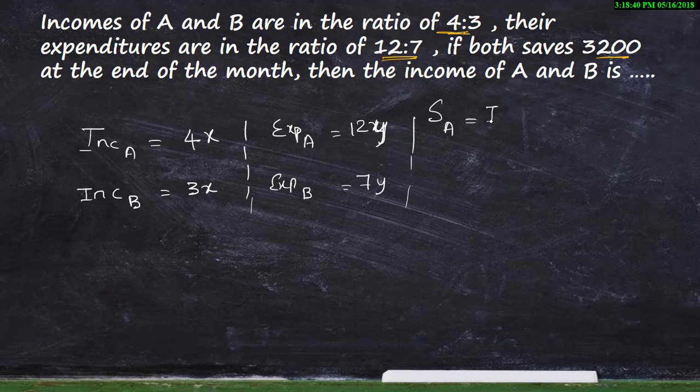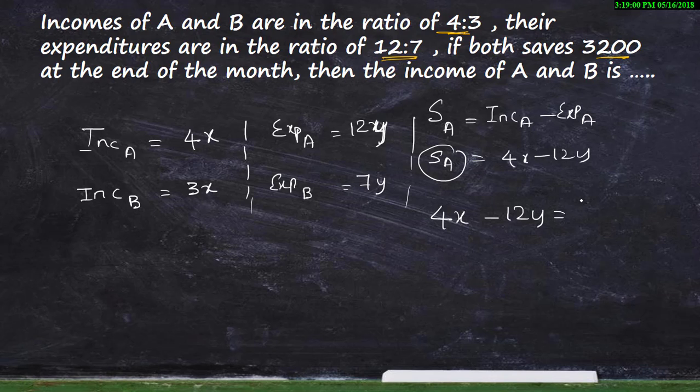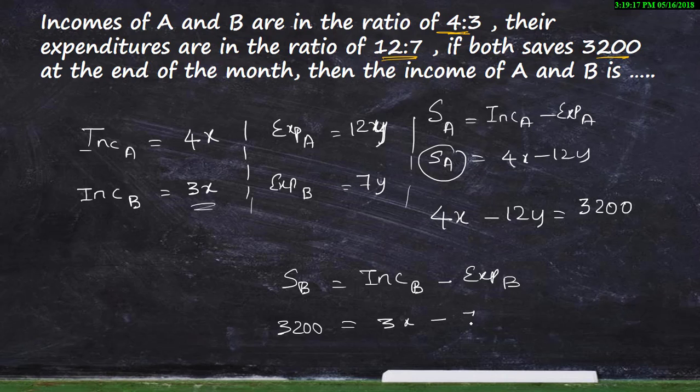Savings of A. Savings means income minus expenditure. We already know the definition of savings. Therefore, savings of A is equal to 4x minus 12y. But savings of A and B are both the same, 3,200. Therefore, 4x minus 12y is equal to 3,200. Similarly, savings of B is equal to income of B minus expenditure of B. That is, 3,200 is equal to 3x minus 7y. So 3x minus 7y is equal to 3,200.